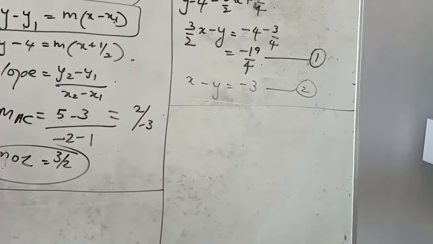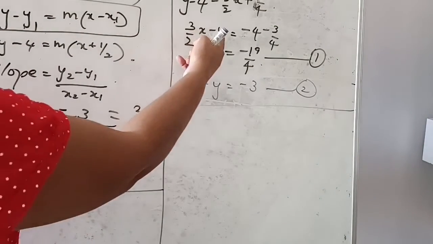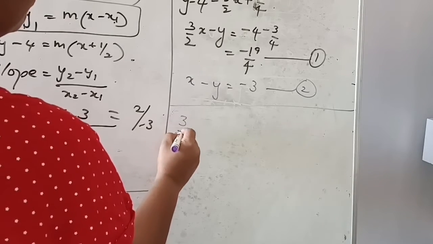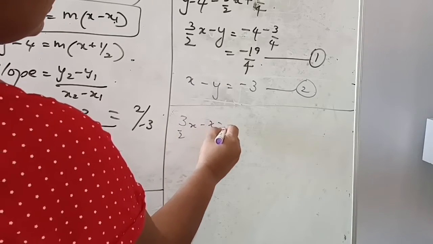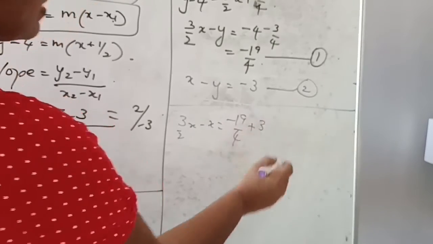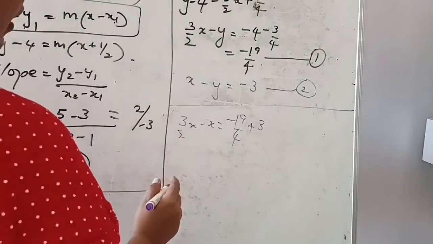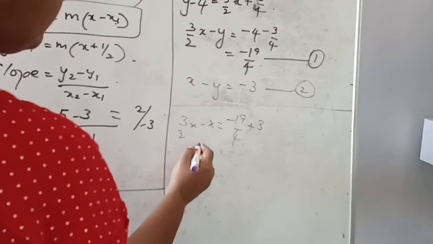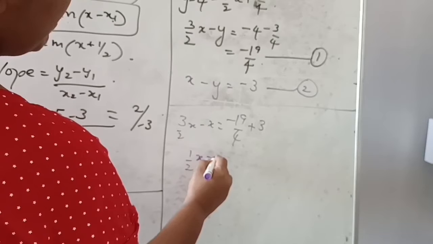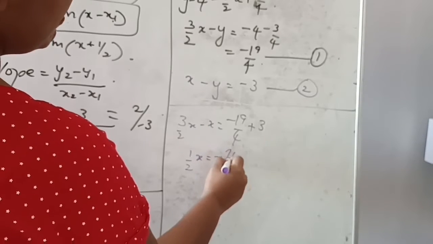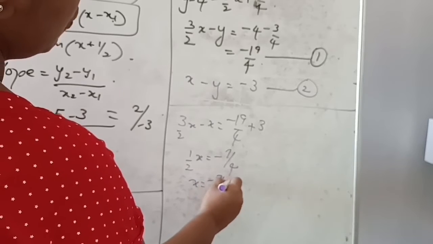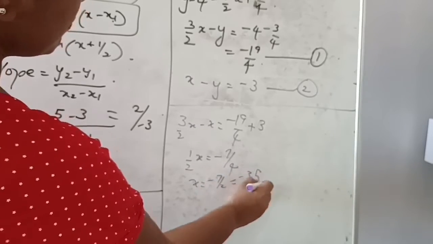Let me solve the equation. I will subtract because I have a y term which is common with a negative sign. So what do I get? I get 3 by 2x minus x is equal to minus 19 by 4 minus 3, which gives me plus 3. Right? So here I will get 1 by 2x is equal to minus 7 by 4. Or I can say the value of x is minus 7 by 2 or minus 3.5.